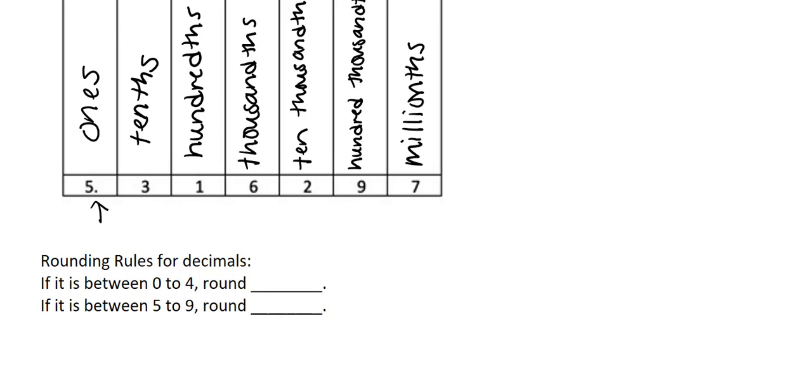Now let's go over rounding rules for decimals. If it's between 0 to 4, we're going to go ahead and round down, and if it's between 5 to 9, we're going to go ahead and round up. So let's go ahead and look at some examples.